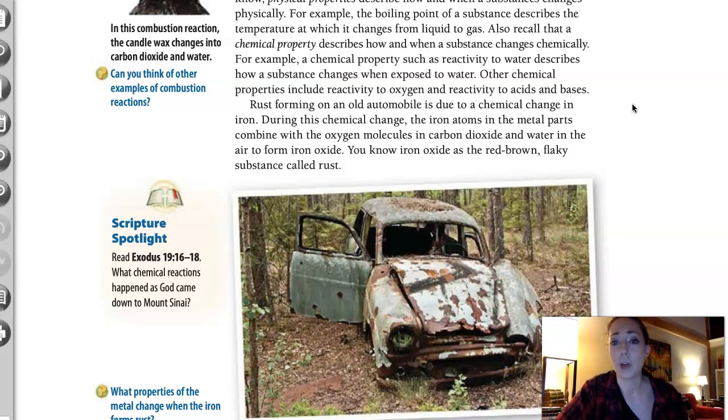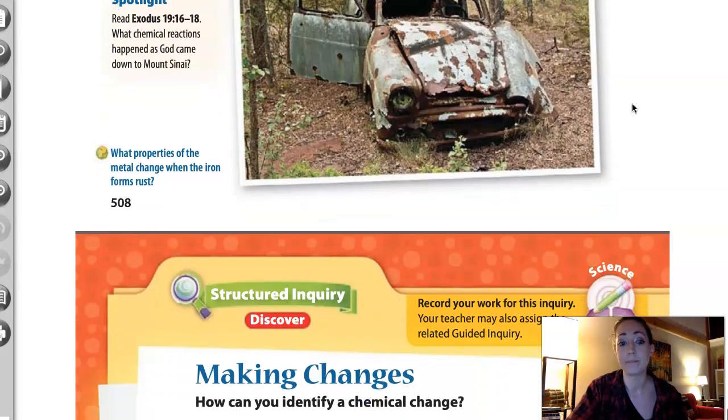Rust forming on an old automobile is due to a chemical change in iron. During this chemical change, the iron atoms in the metal parts combine with the oxygen molecules in carbon dioxide and water in the air to form iron oxide. You know iron oxide as the red-brown flaky substance called rust.